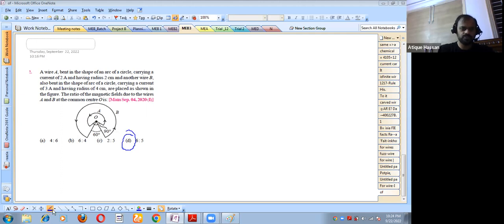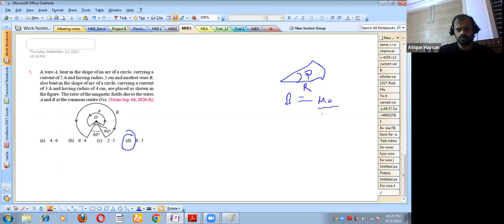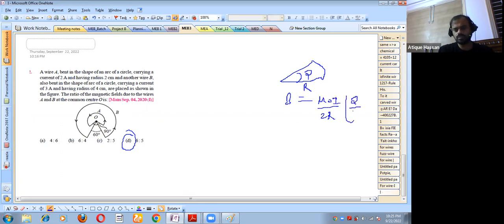So here, if you see, we have to find the ratio, right? Kulsum also got D. So here what we have to do is, I have given a formula to find the magnetic field due to an arc, a current carrying arc having angle theta. So the magnetic field formula was mu naught I by 2r, theta upon 2 pi. So this was the formula.